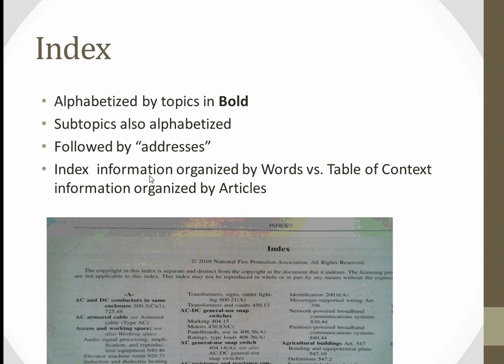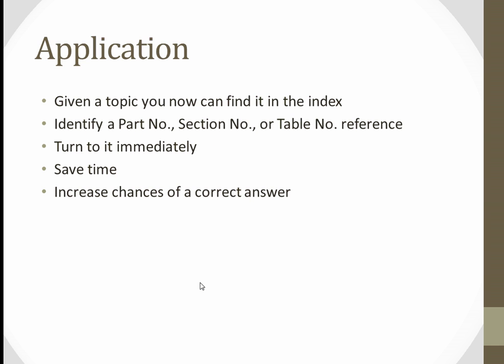The index is organized by words, whereas the table of contents is organized by articles. So given the topic, now you could find it in the index. You could identify the part, the section number, or the table number and reference that number and you're able now to turn to it immediately. This will save you time and increase the chances of you finding the correct answer. We will practice much with this structure, and you will be a master at finding information in the codebook.